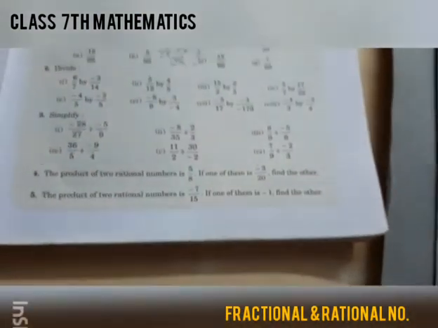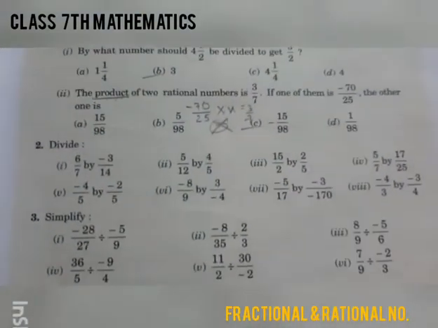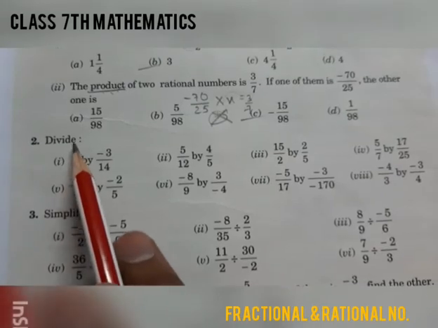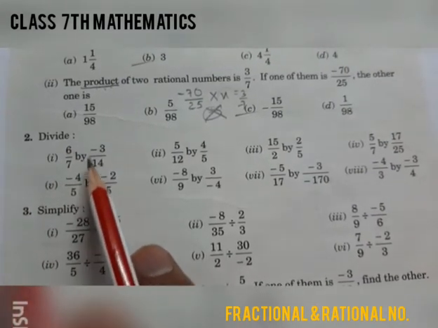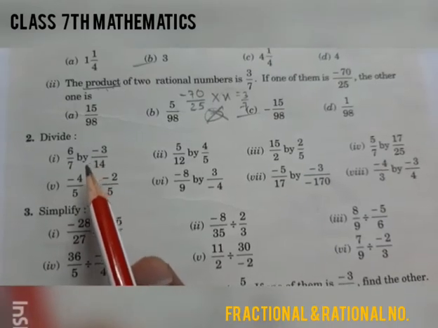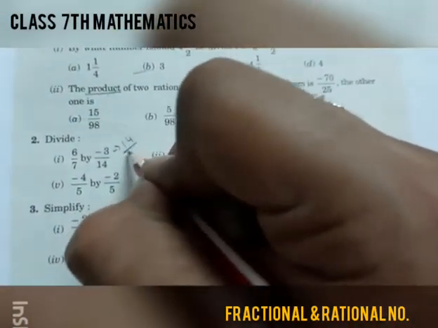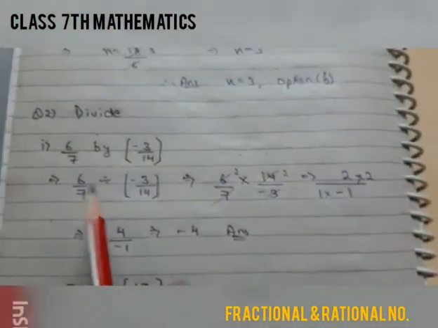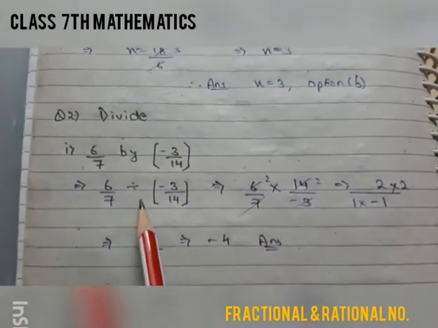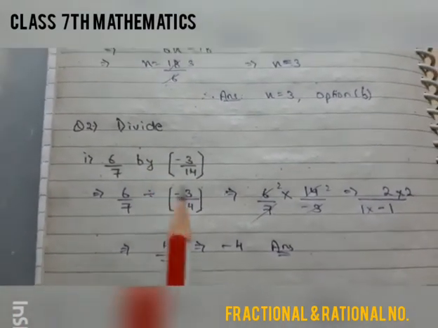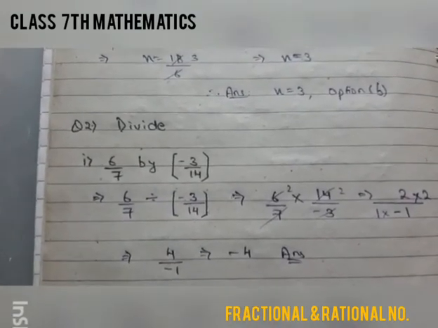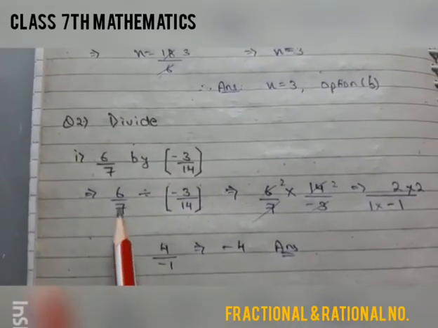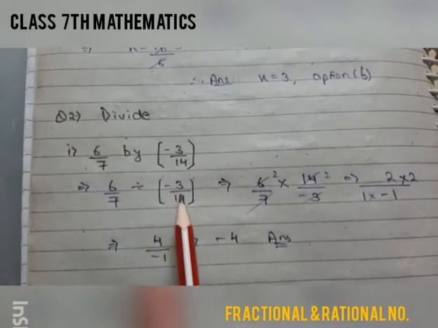Now the same thing we will apply here. 6 upon 7 by minus 3 upon 14. What we will do? Multiply the first rational number into the reciprocal of the second rational number. Now what will be the reciprocal of minus 3 upon 14? 14 upon minus 3. So mathematically we will write 6 upon 7, the first rational number. First write it mathematically. By means division, so first write the question in proper format: 6 upon 7 divided by minus 3 upon 14.